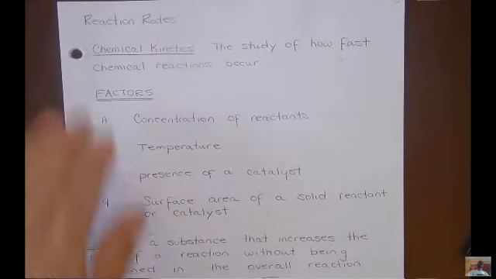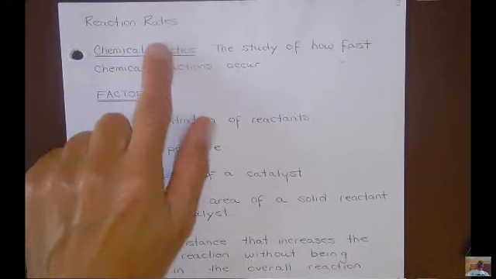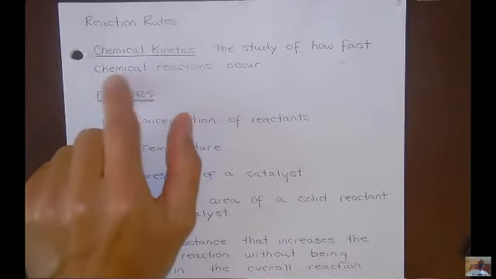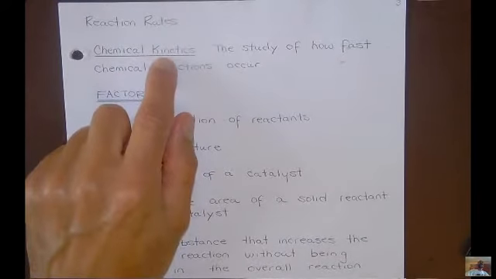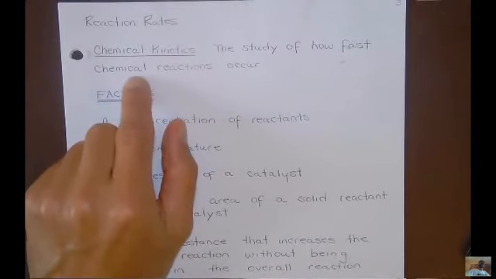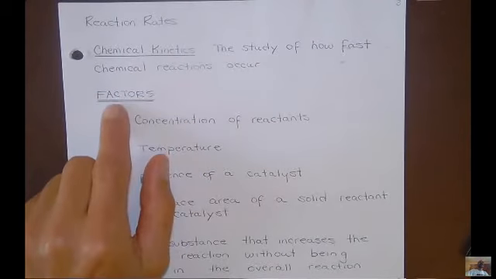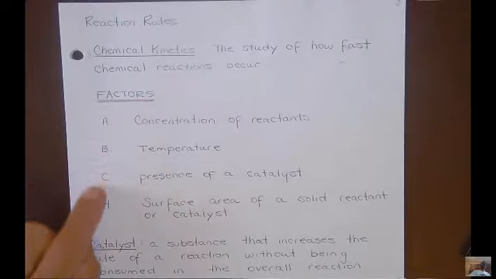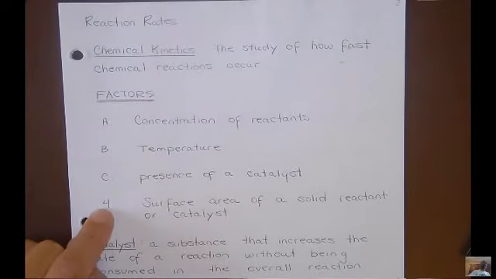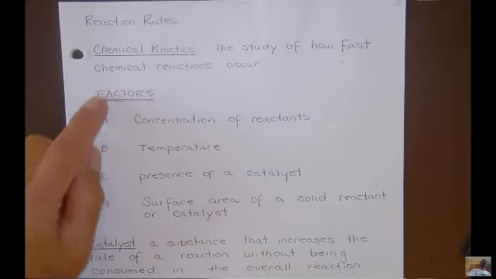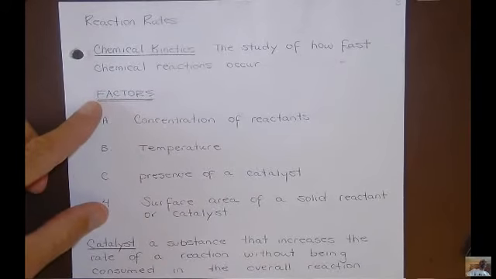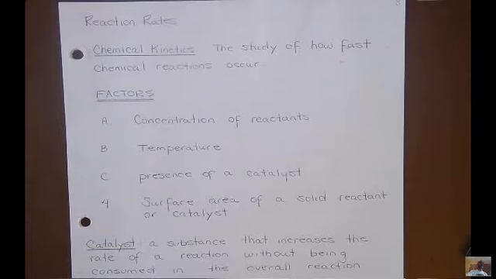All right, so some definitions. Reaction rates and chemical kinetics. So chemical kinetics is the study of how fast chemical reactions occur, okay? These are the factors. I have A, B, C, and then 4. I guess this really should be changed to D down here, okay? So what are the factors that affect how fast a chemical reaction takes place?